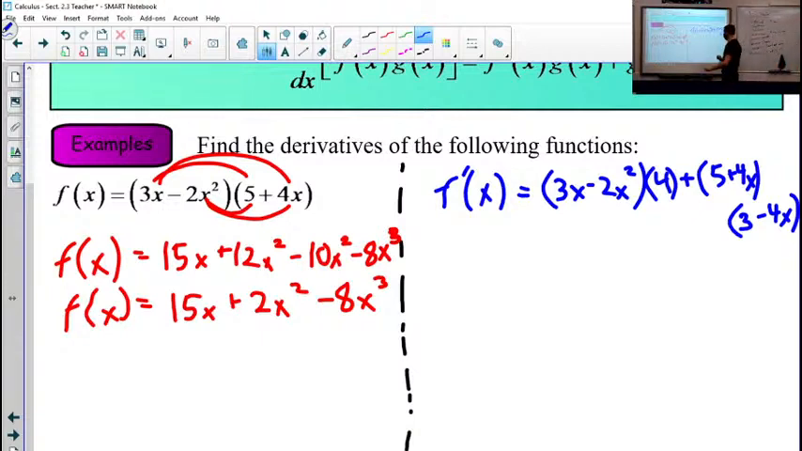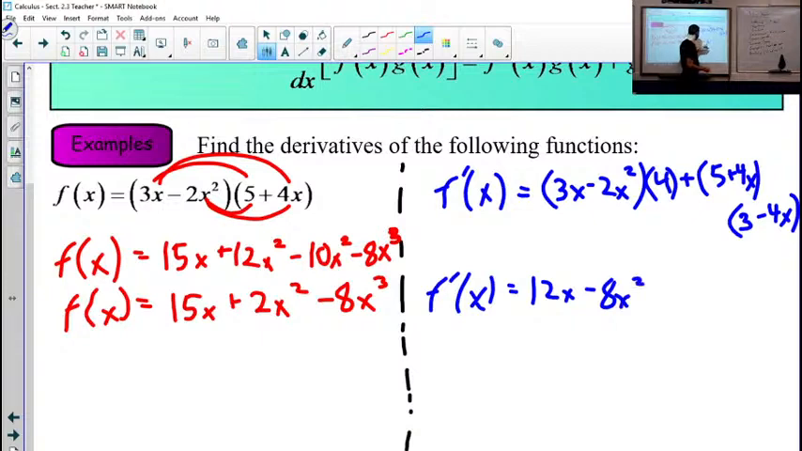So we're going to wind up having to do some distributing anyway. 4 times 3x is going to be 12x. This is going to be minus 8x squared. This is going to be 5 times 3 is 15. 5 times negative 4x is going to be negative 20x. 4x times 3 is 12x.